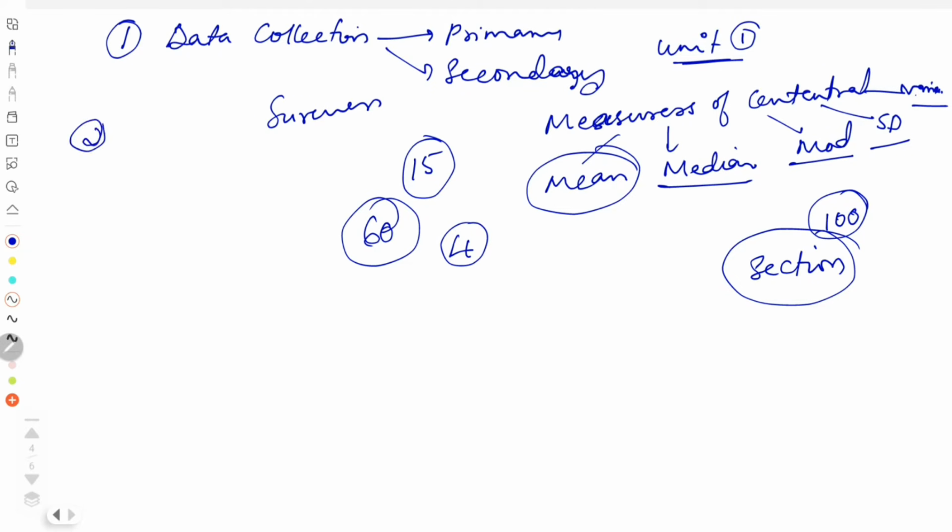Then the basic concepts of probability, that is important to know. Decision theory. Decision theory is an important unit to study.